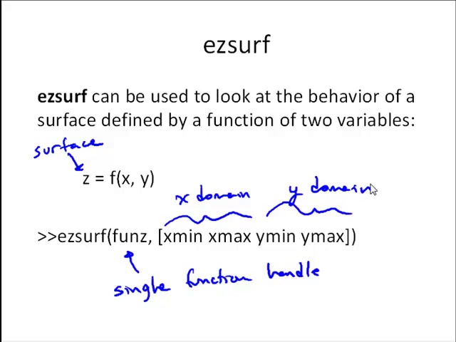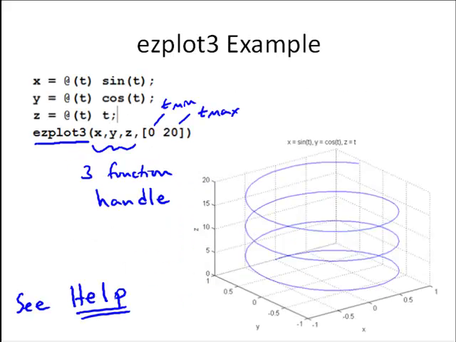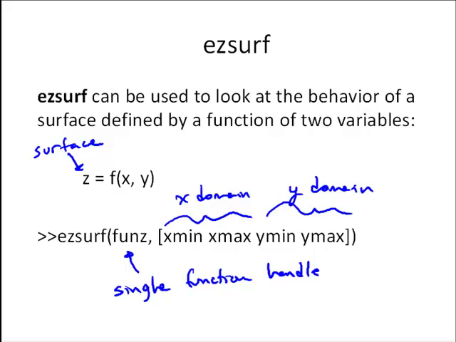So note the difference here between EasySurf and EasyPlot3. For EasyPlot3, we have 3 different function handles because our function is defined parametrically in terms of one variable t. We have x of t, y of t, and z of t. That's for EasyPlot3. For EasySurf, now we've got a surface z, which is a function f of x and y. So a little bit different here in how this is defined.